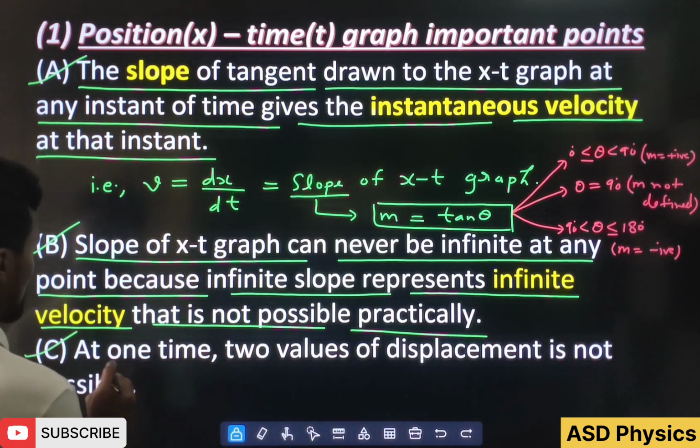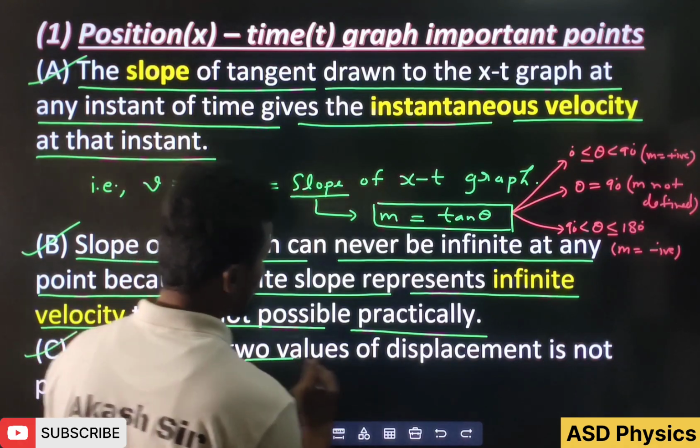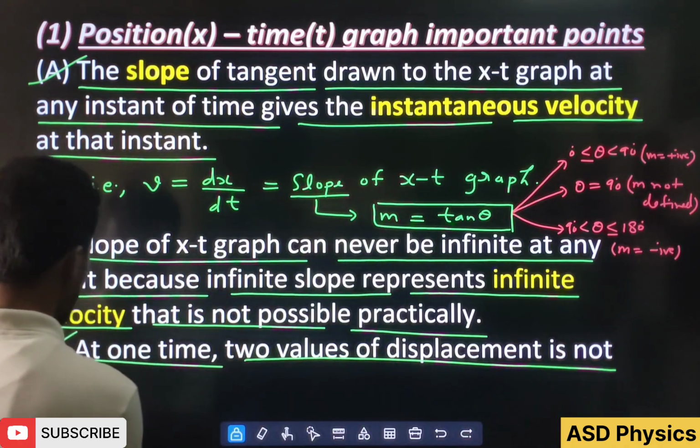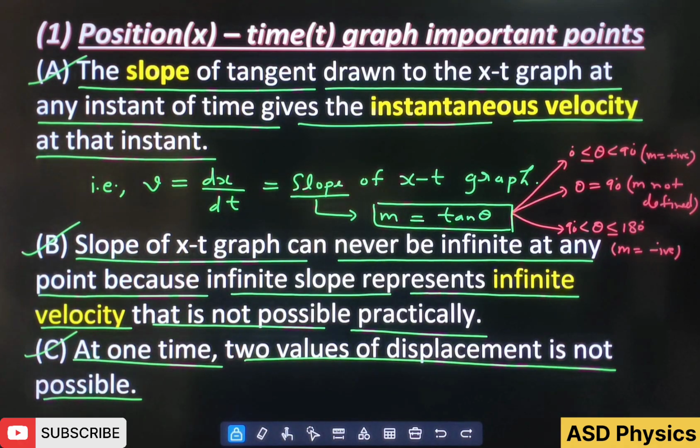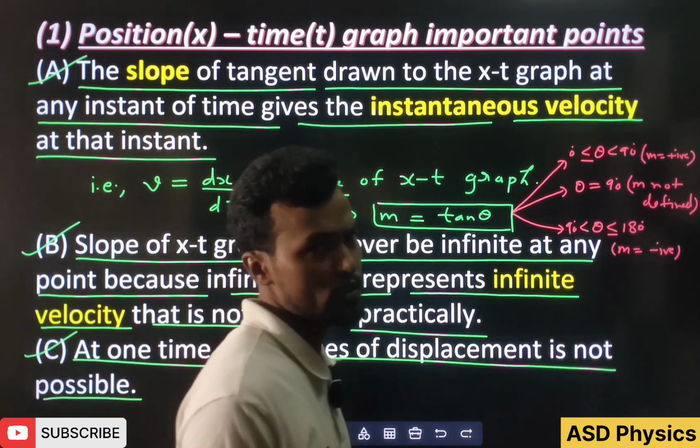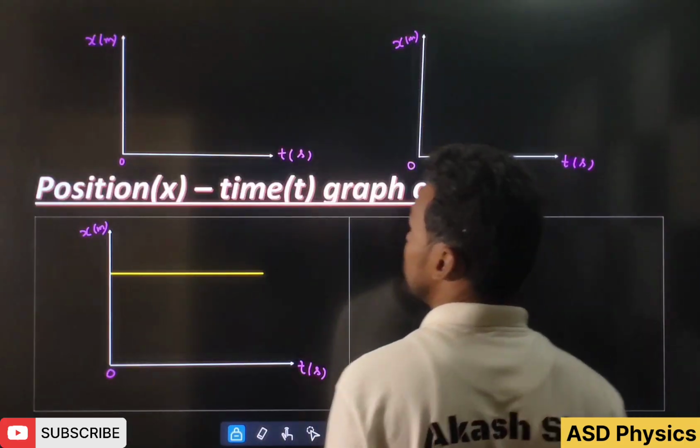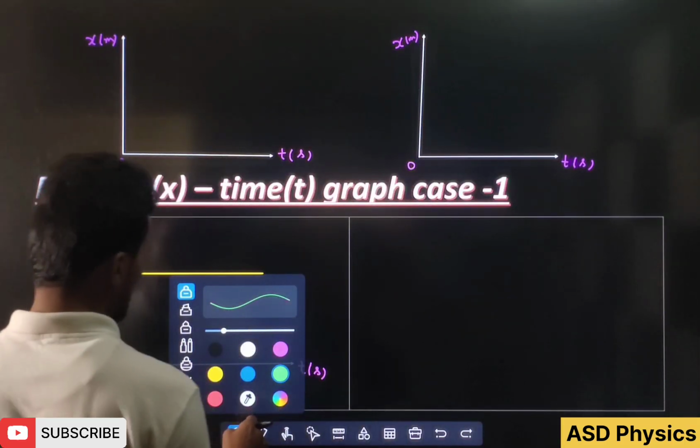And the next one, the third one, says that at one time, two values of displacement are not possible. Even practically we can think, time is one. Now at any specific time, how are two values of displacement possible? Not possible here, okay?